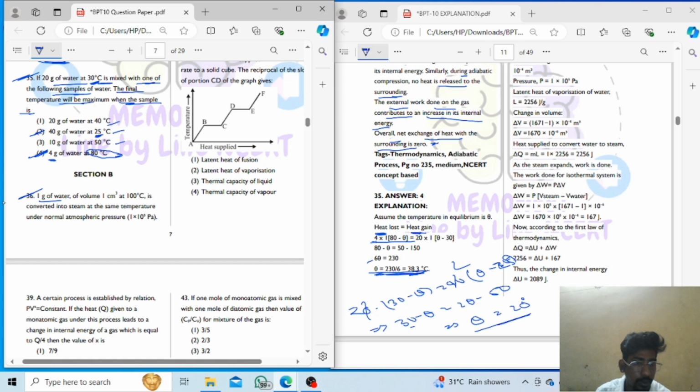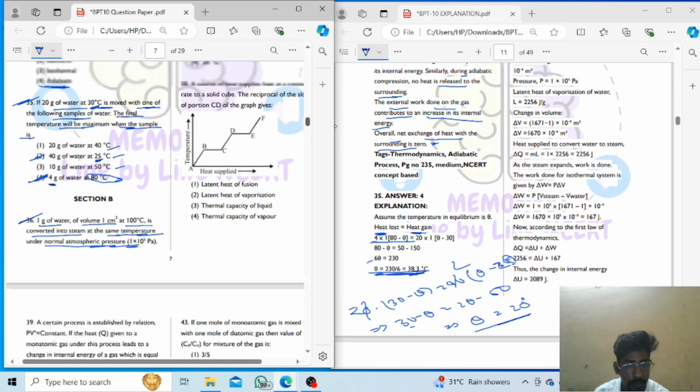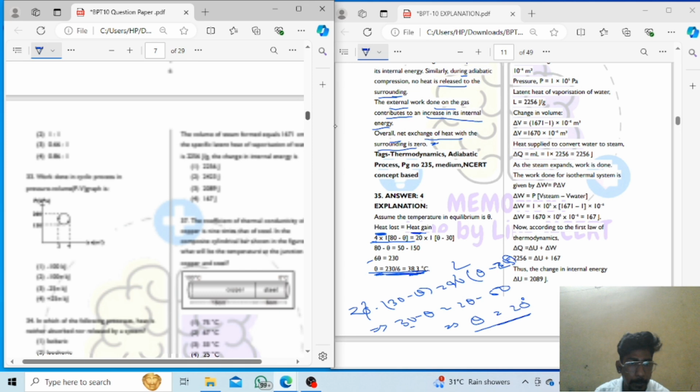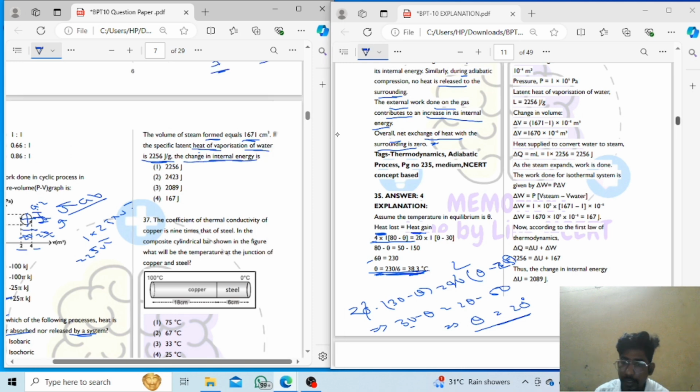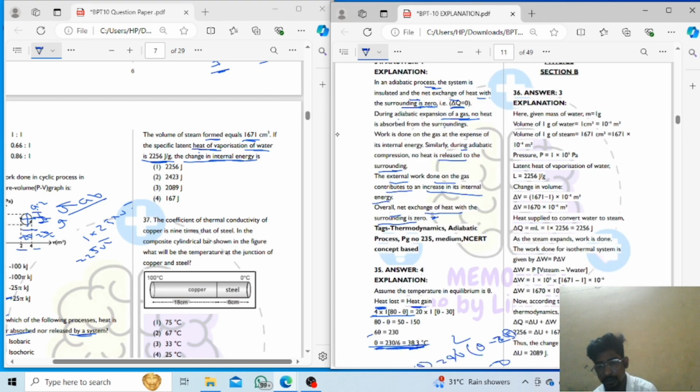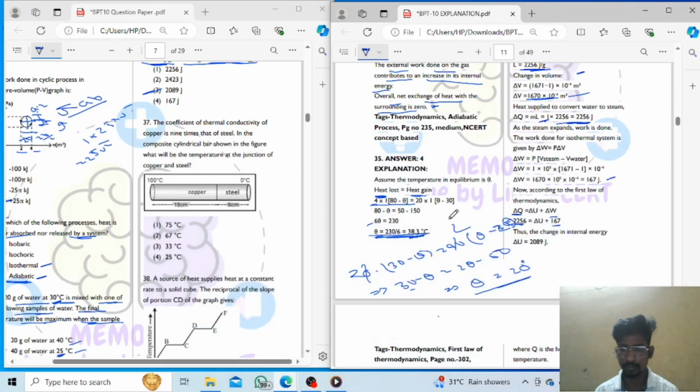Question number 36. 1 gram of water, volume 1 centimeter cube, at 100 degrees Celsius is converted into steam at the same temperature under normal atmospheric pressure, that is 1 into 10 to the power 5 Pascal. Okay, the volume of the steam formed equals 1671 centimeter cube. The specific heat of vaporization of water is 2256 joule per gram. The change in the internal energy should be calculated by the first law of thermodynamics.